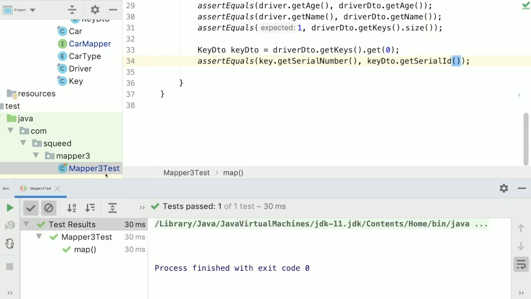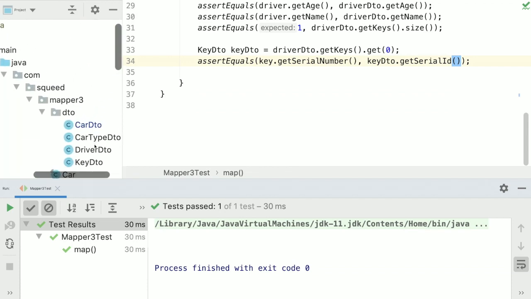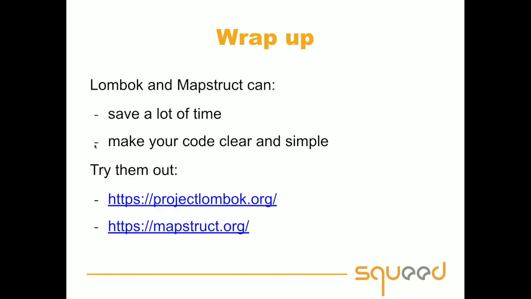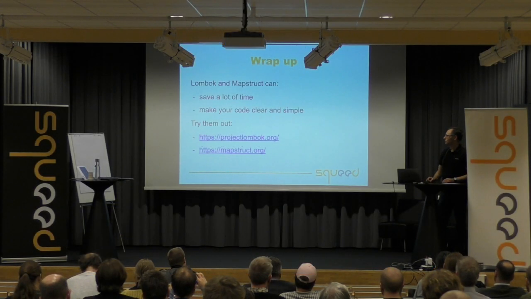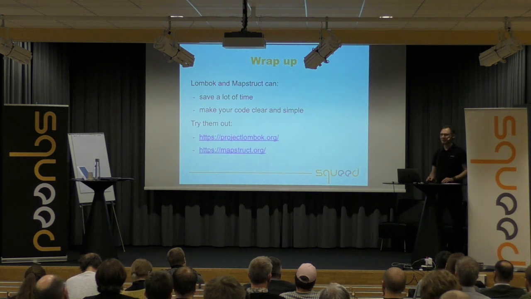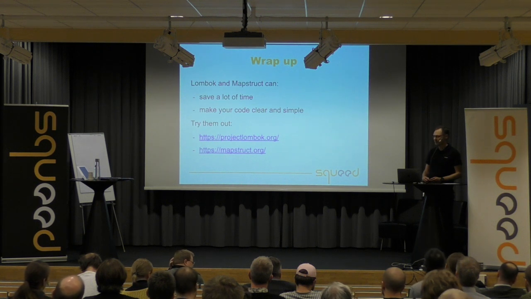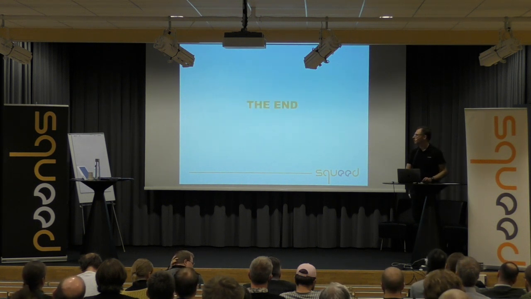So that's for the demo part. Just a really short wrap up here. I think both Lombok and Mapstruct can save a lot of time and make your code clear and simple. So I think they are very valuable and worth trying out. They are at projectlombok.org and mapstruct.org. So actually, that was all. If you have any questions, feel free.